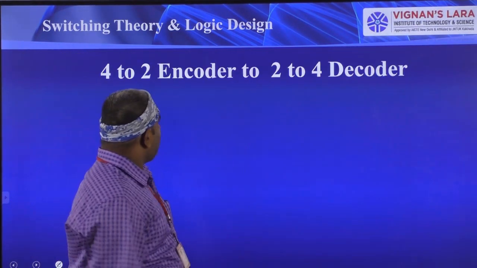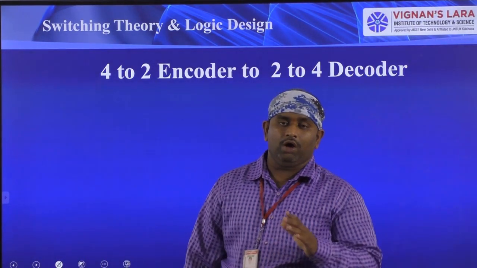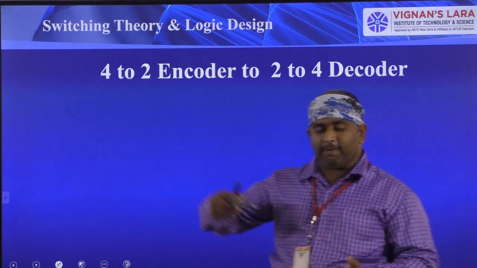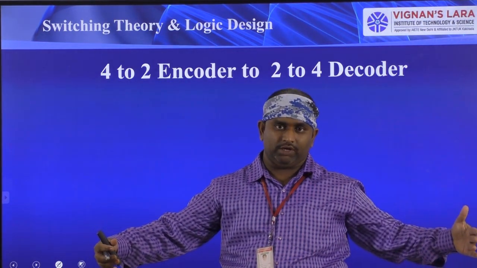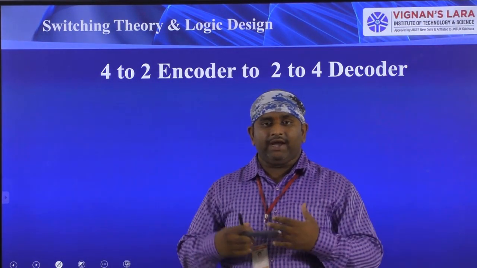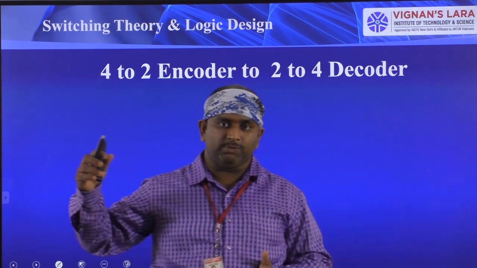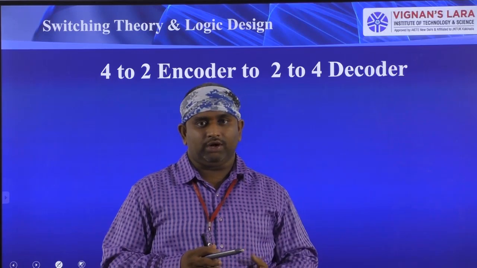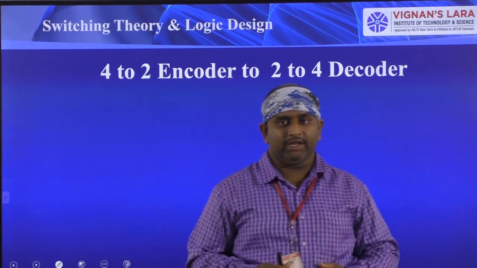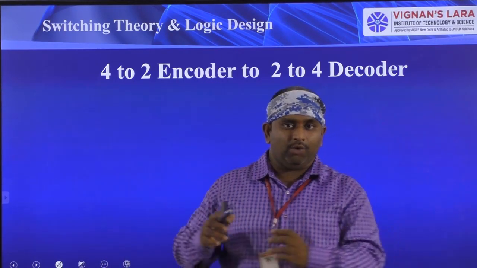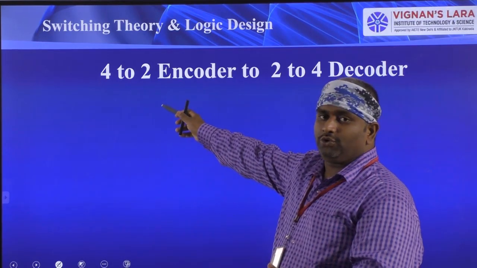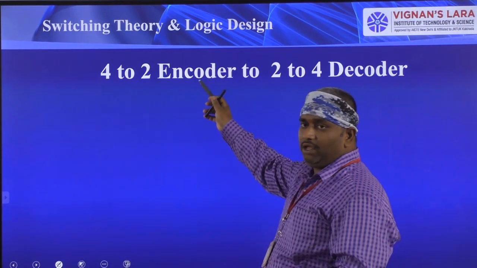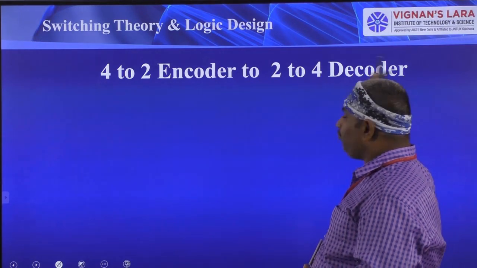Right. Now coming to that. Previously we said what is the purpose of the encoder, what is the purpose of the decoder. At the transmission side in a communication system, at the transmitter side we have the encoder, and at the receiver side we have the decoder. So we have seen the generalized diagrams. Now I am taking an example of a 4 to 2 encoder connected to a 2 to 4 decoder.